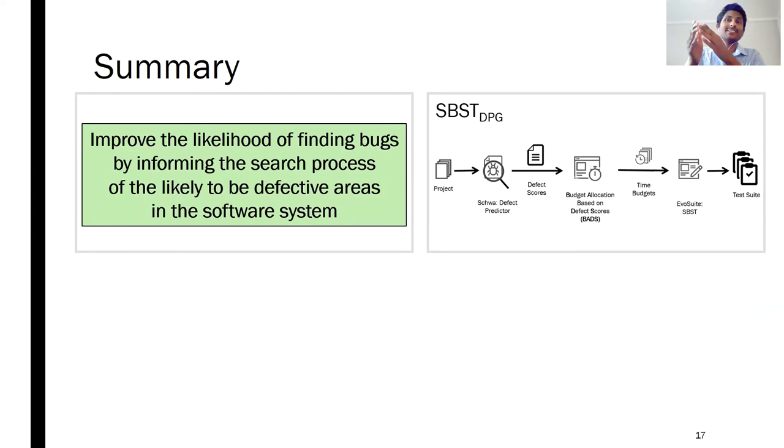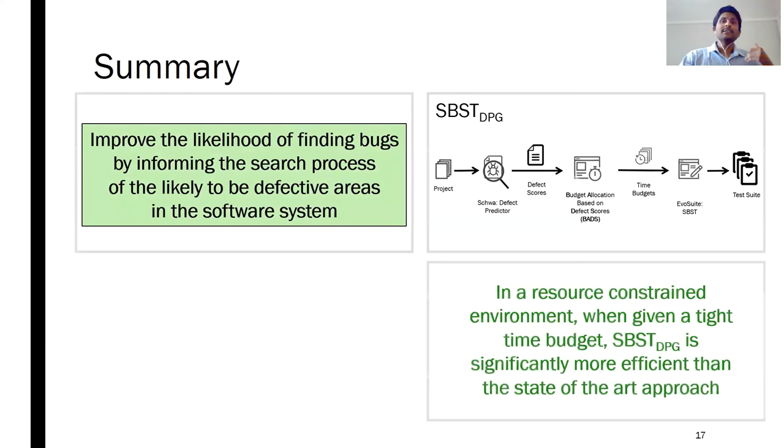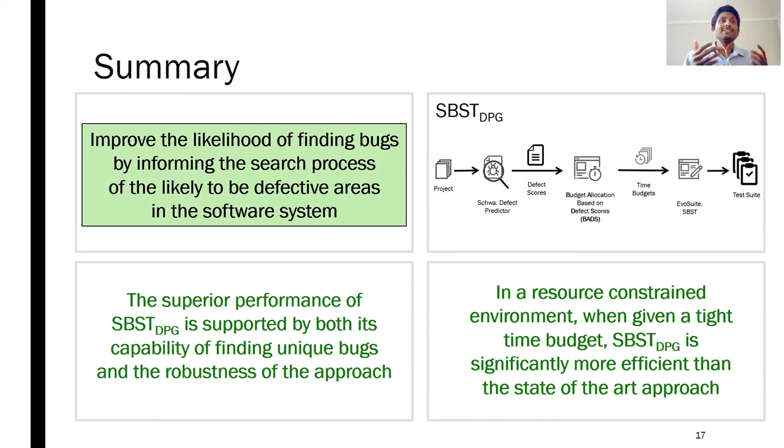Through empirical evaluation, we find that in a resource constrained environment, when given a tight time budget, SBST DPG, or our approach, is significantly more efficient than the state of the art. Also, the superior performance of our approach is supported by both its capability of finding unique bugs and the robustness of the approach.